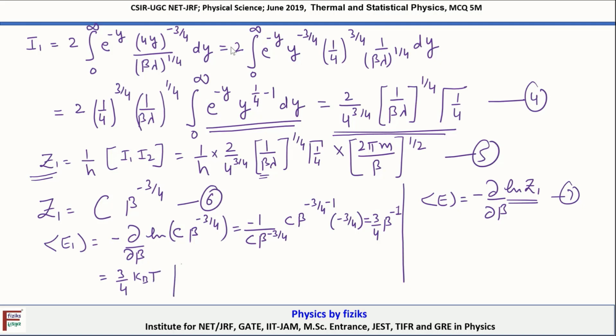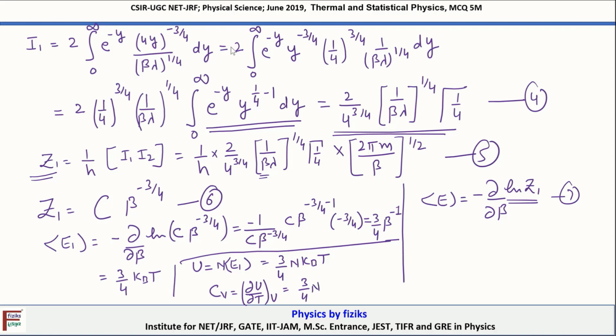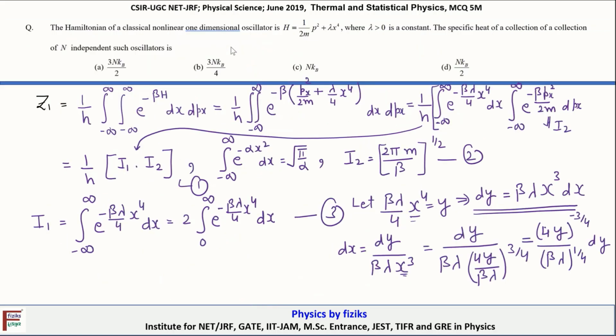And if we want to write the expression for the total energy for N oscillators, that is U, the total energy, equal to N multiplied by the average energy per oscillator. Therefore this is equal to 3 by 4 N kT. From here we can easily determine the heat capacity, C_V equal to dU by dT at constant volume, and that is nothing but 3 by 4 N kB. So this is our final answer, and let's see with which option it matches. Here option 5 is the correct one.